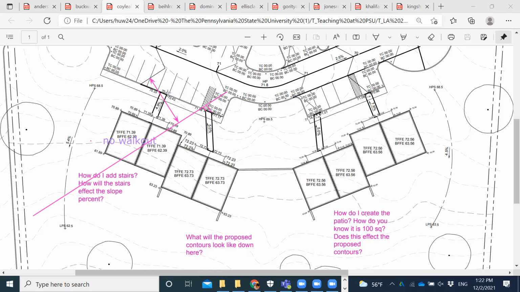So you calculate the spot based on the distance to the next contour. If you want to calculate this one, I figure out the distance there, and I know the slope based on the previous calculation. And then I know this is about 70.43. It's not off that much.